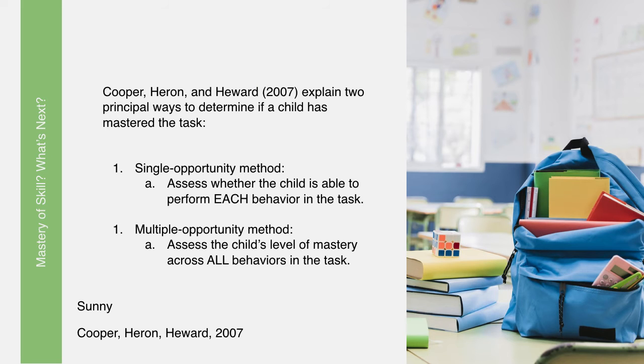So the book explains 2 main methods to determine if a child has mastered a skill. The first is the single opportunity method. This means that you will assess if the child can perform each behavior, emphasize each behavior, in the correct sequence independently. When completing this assessment, you would have the task in front of you without the child being able to see it, so only you could see it as the assessor.